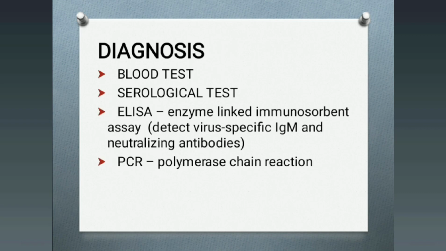Next, diagnosis. A blood test detects the virus, along with serological tests like ELISA and immunofluorescence test. ELISA is an enzyme-linked immunosorbent assay. It mainly detects virus-specific IgM antibodies. The next diagnostic test is PCR, polymerase chain reaction.